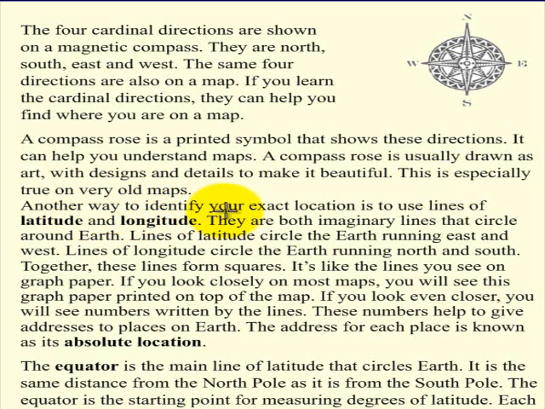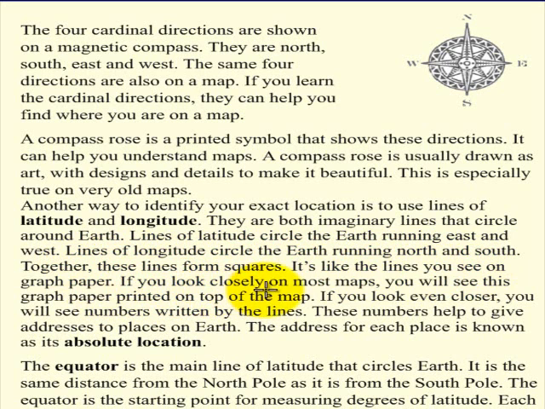Another way to identify your exact location is to use lines of latitude and longitude. They are both imaginary lines that circle around Earth. Lines of latitude circle the Earth running east and west. Lines of longitude circle the Earth running north and south. Together, these lines form squares. It is like the lines you see on graph paper.